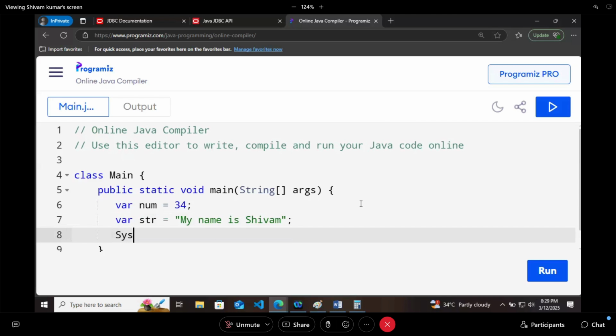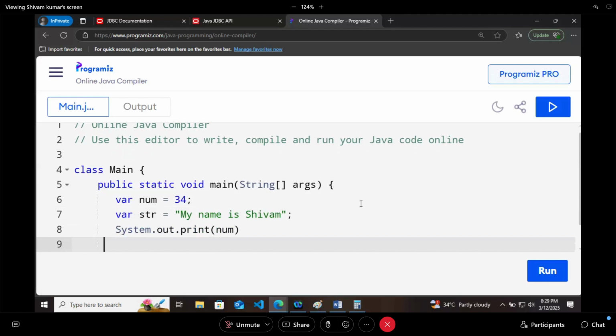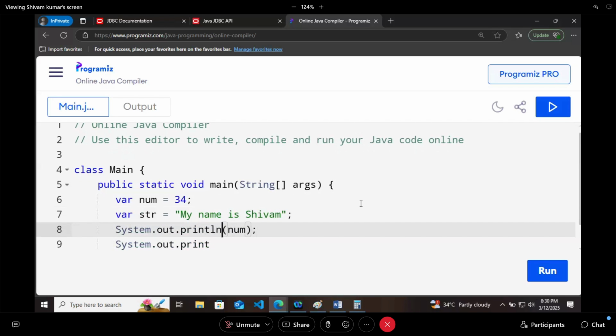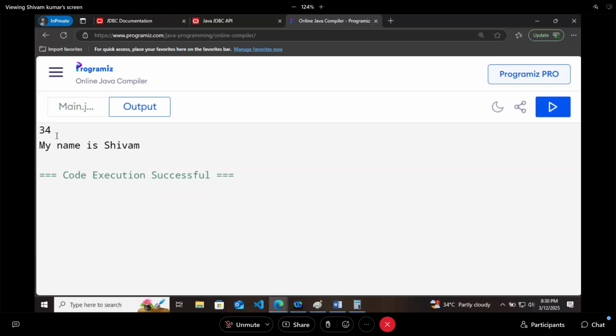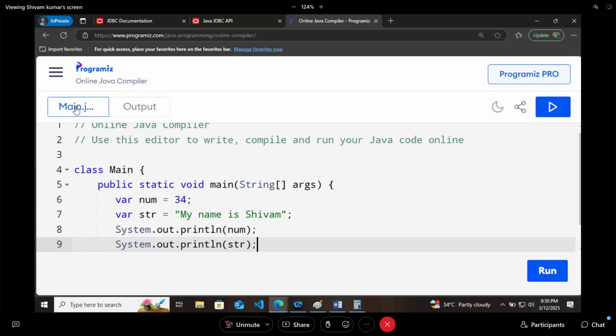This is Java. Then I will say System.out.print, and here you can print num the way you have to print in Java. That's it. System.out.print, and here I will print the str value, and we will run the code. When we run the code, what output are we getting? 34 and my name is Shivam. Java is supporting var. In var you can store any kind of value: int, float, char, double, boolean, anything. Why is Java supporting var?